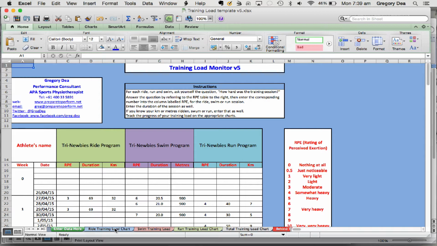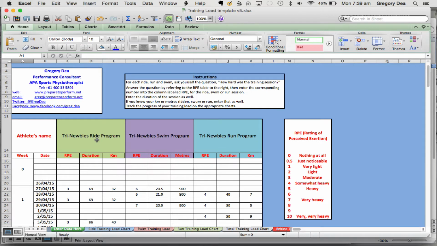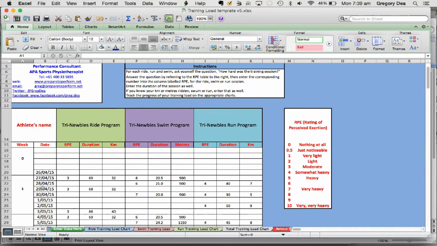For those who don't understand that, perhaps you can get in touch with me and I can forward you some references around about that. So you can see that I have split the RPE and duration for the riding program, for the swim program, and for the run program for dates carrying over 18 weeks.